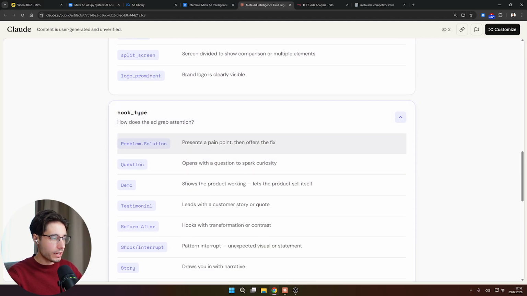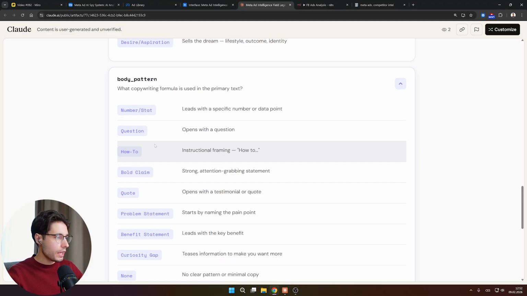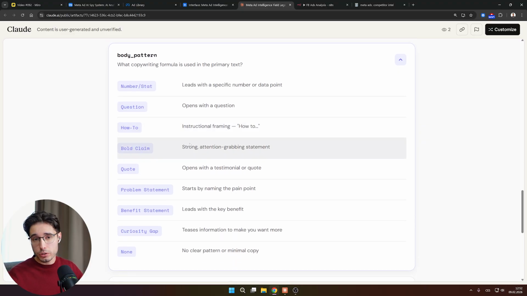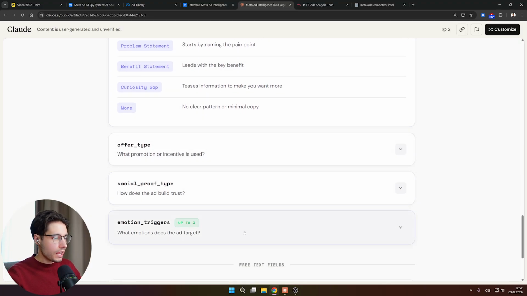We understand the hook types: problem, solution, question, demo, testimonial. All of this is essential, right? We're spotting the patterns, understanding how their ads work. And then we have the body pattern. I'm not going to get into too much detail because, as I said, this is highly customizable. But so you understand how we analyze the ads and how we spot the patterns in that.